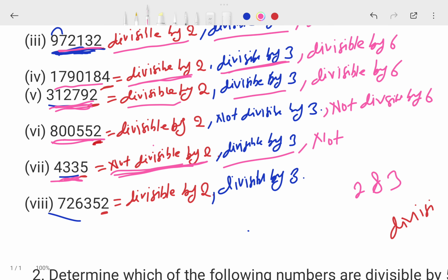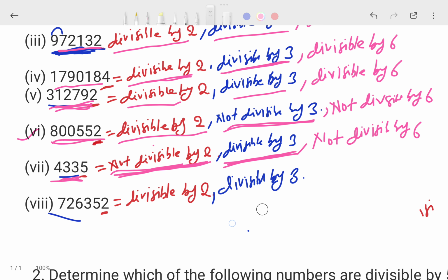So in this one what will happen, it is not divisible by 3, that's why it is not divisible by 6. Here it is divisible by 3 but not divisible by 2. Here it is divisible by 2 but not 3, so that's why it's not divisible. Here it is divisible by 3 but not 2, so that's why it is not divisible by 6.